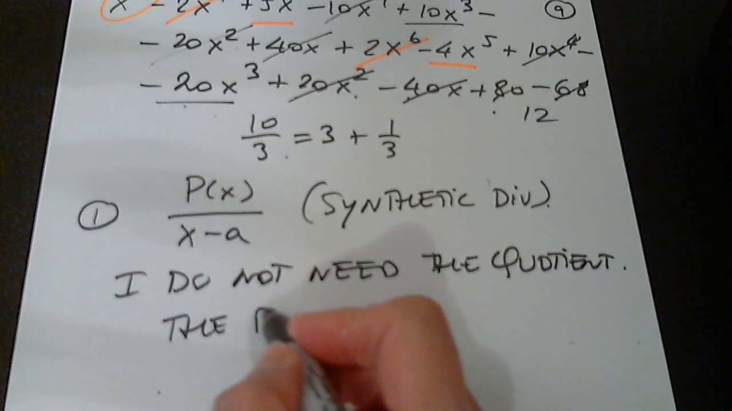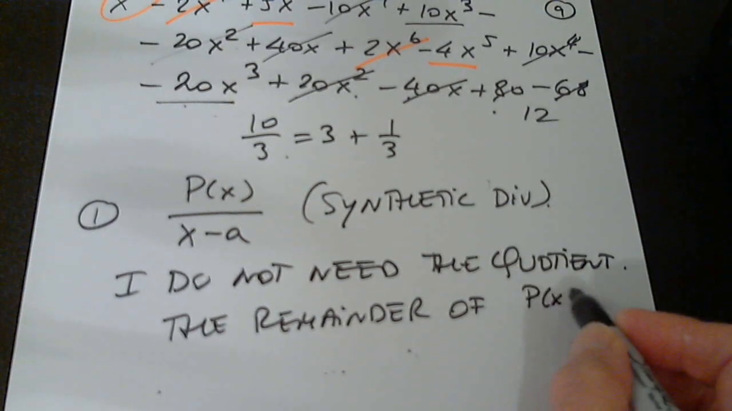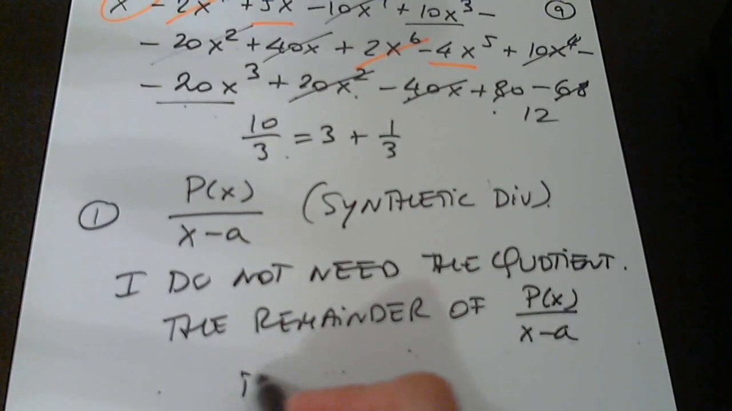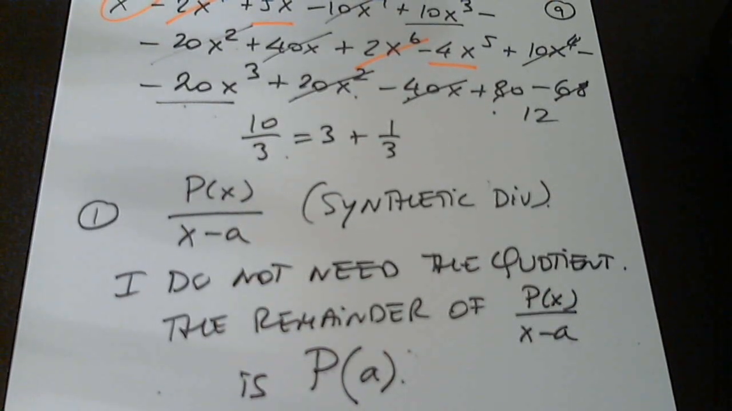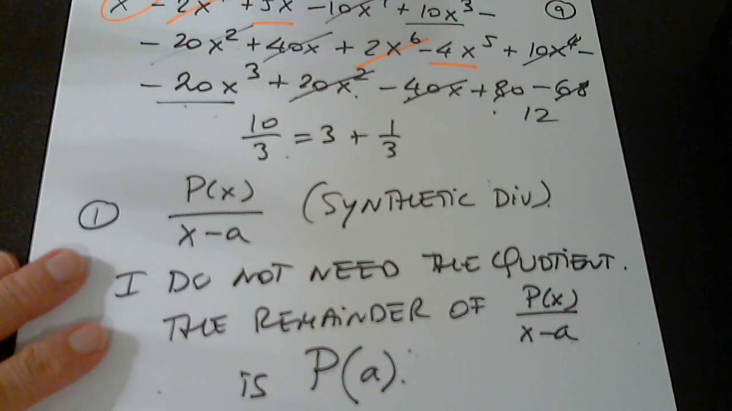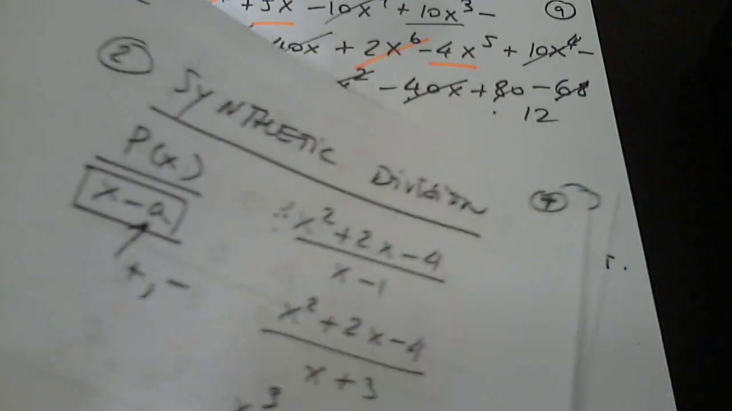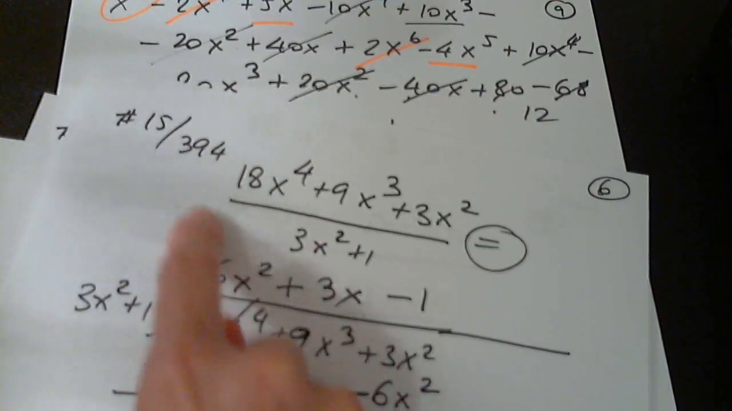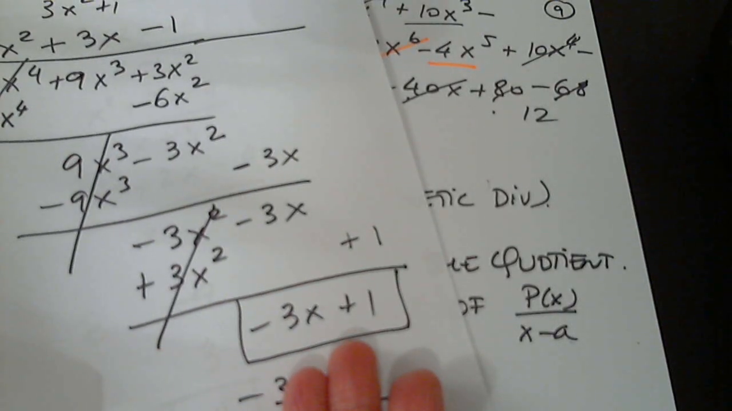So the remainder of the division of polynomial divided by x minus a is the polynomial evaluated when x is a. So here's another way. I cannot use this for the previous situation that we had. No, I cannot determine anything here. And when it comes to the remainder, the remainder is an expression of x.